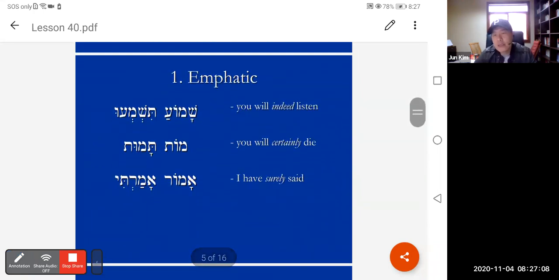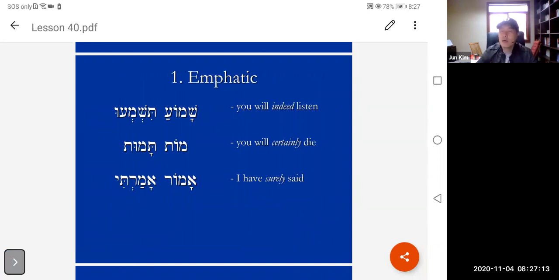So, as we just read on the slide today, the most important function of infinitive absolute is to intensify, emphasize the meaning. So you can put several words to emphasize the meaning of the verb. The first one, indeed. The second one, certainly. And third one, surely. So whatever you like, you can choose.